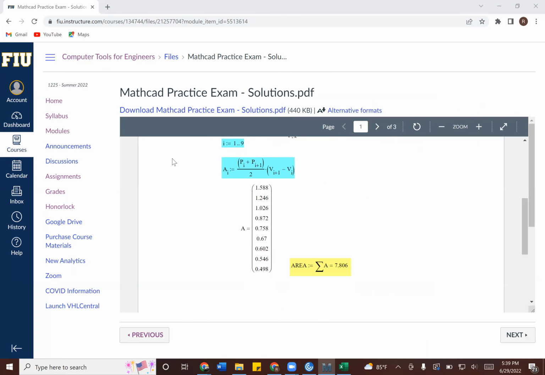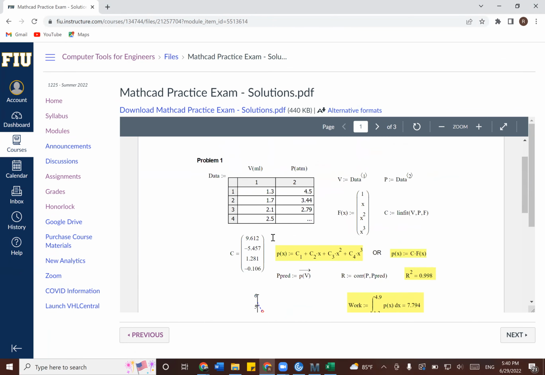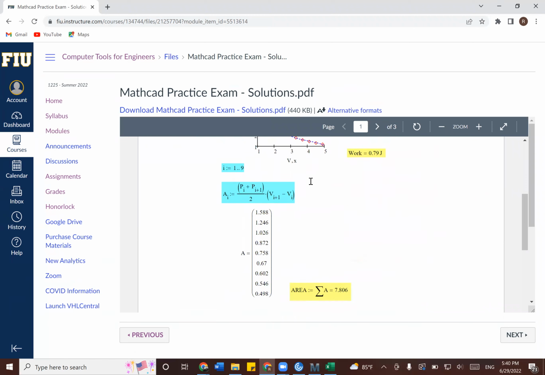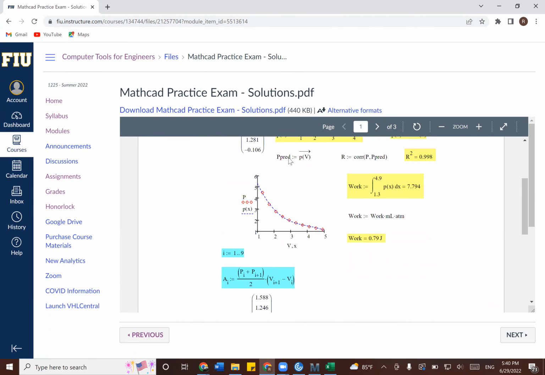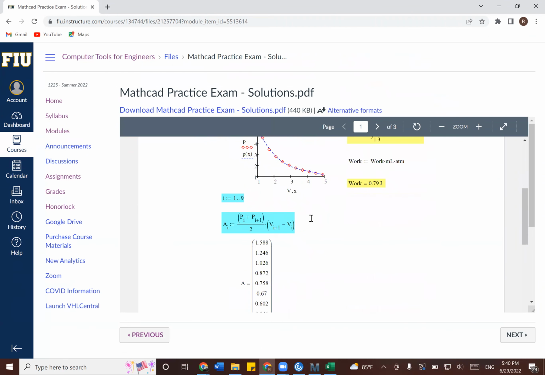So either way you could do that. So what it's doing here, it's taking P1, which would be this first value, X. Wait, no, this one, sorry, the Y value, 4.5 plus this next value. So 1 plus 1 is 2. So it'd be taking 4.5 and then 3.4 and then adding them, then dividing by 2. And then now you multiply.